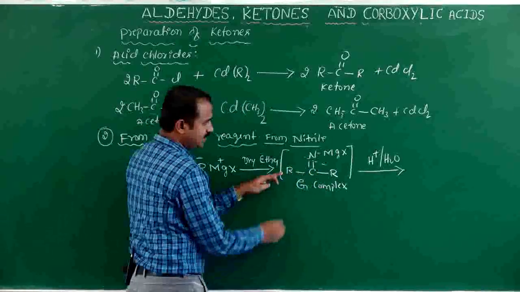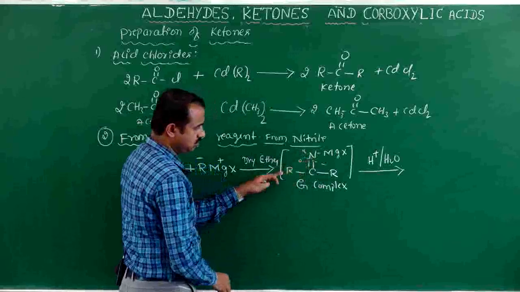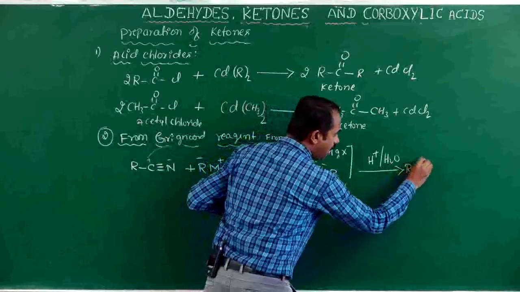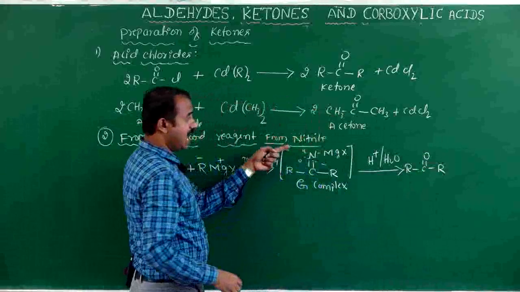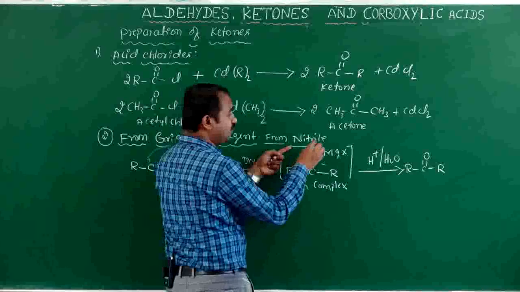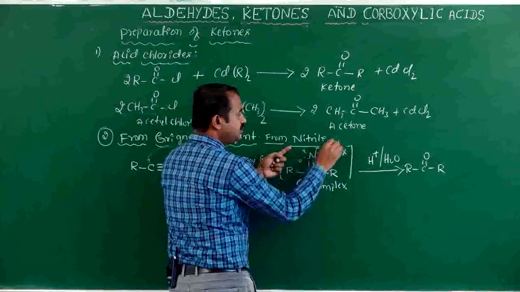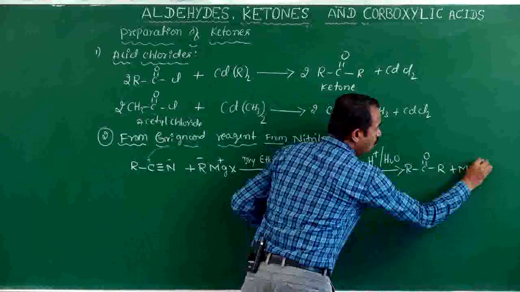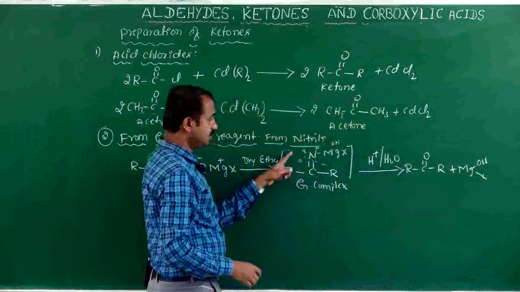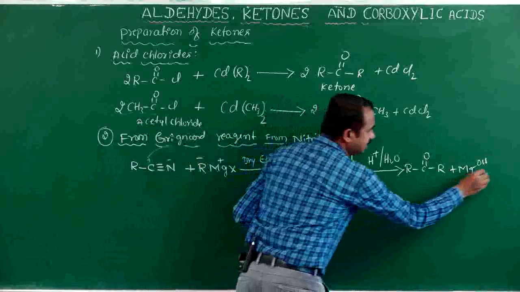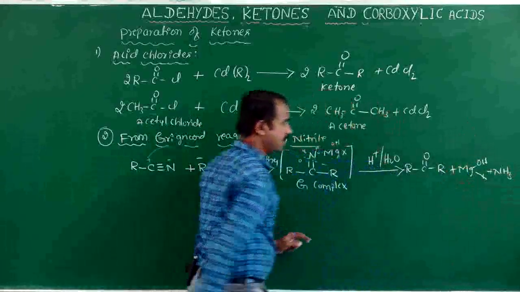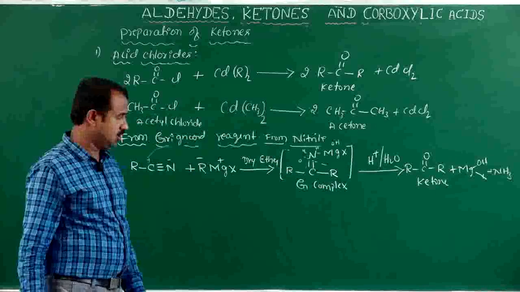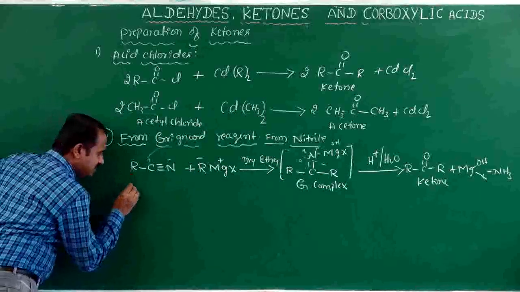First you have to add water, H2O, giving RCOR, and again add one more molecule of water, HOH, giving MgOHX plus NH3, ammonia. The functional group is ketone.